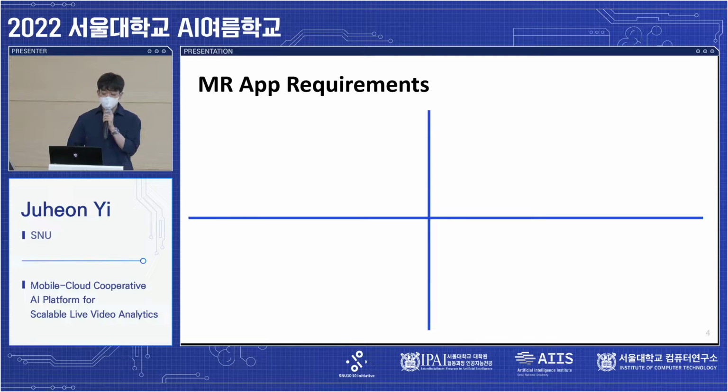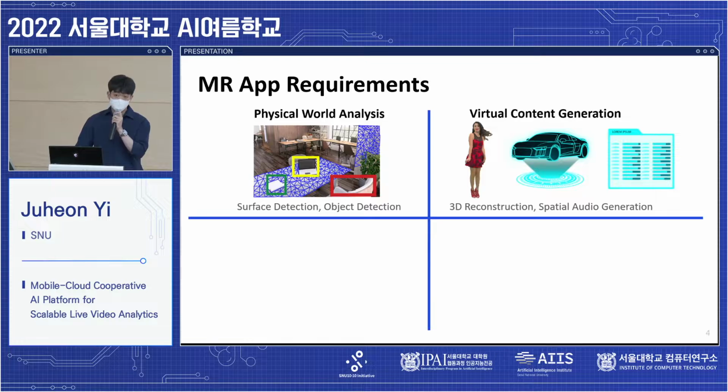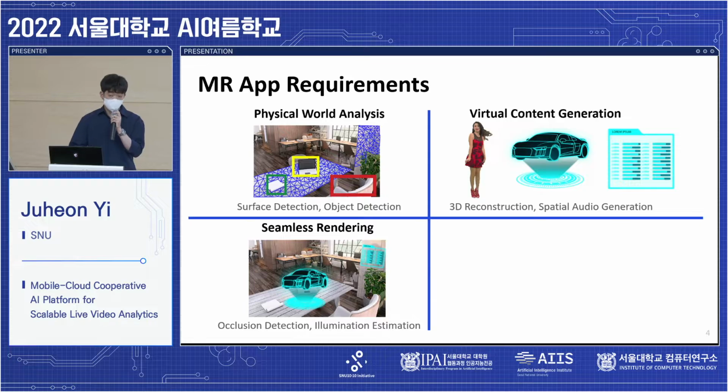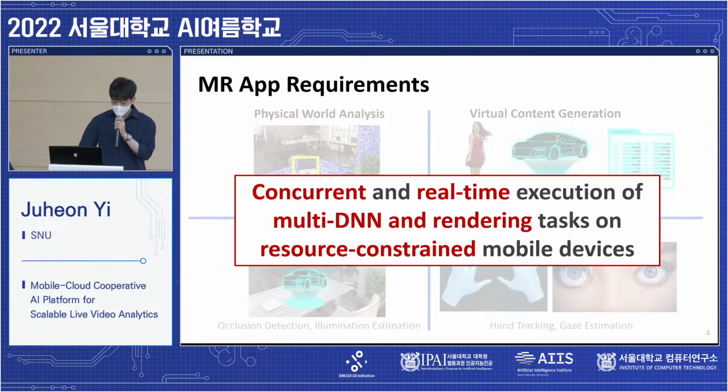The core requirements of these emerging MR apps can be classified into 4 categories. First, an MR app needs to analyze the physical world to determine where to blend the virtual objects. Then it should generate the virtual objects, especially in the form of 3D media. And it should seamlessly render the generated contents for immersiveness. And finally, analyze the user interaction in real time to provide real-time feedback. Actually, all these requirements are related to concurrent and real-time execution of multiple deep neural networks, or DNNs, and rendering tasks on resource-constrained mobile devices.